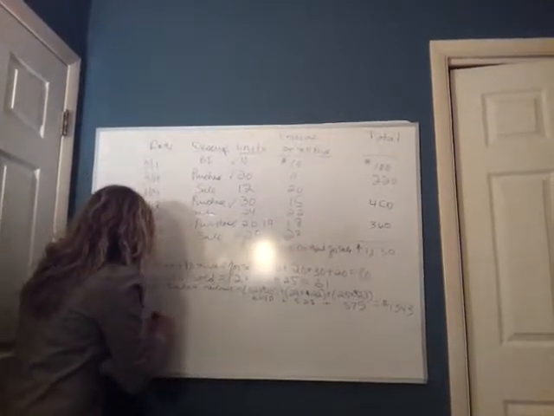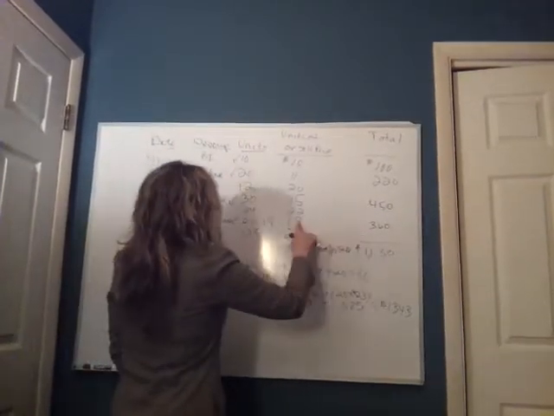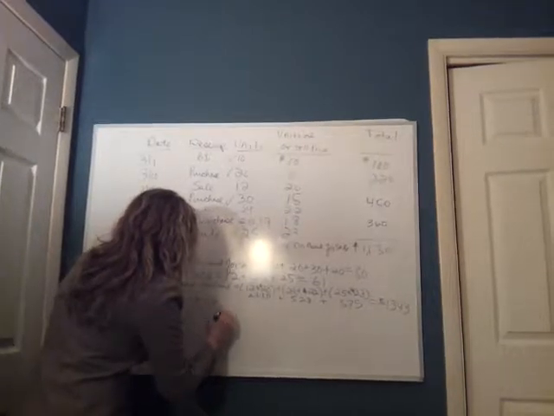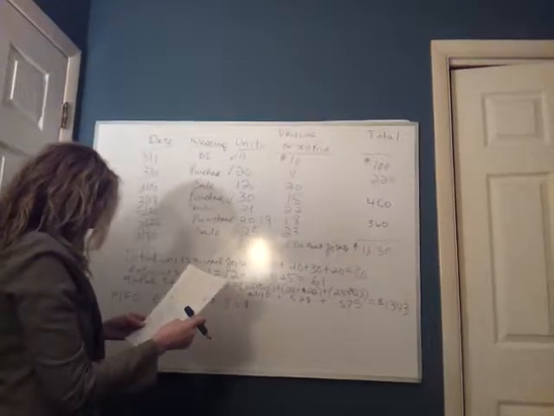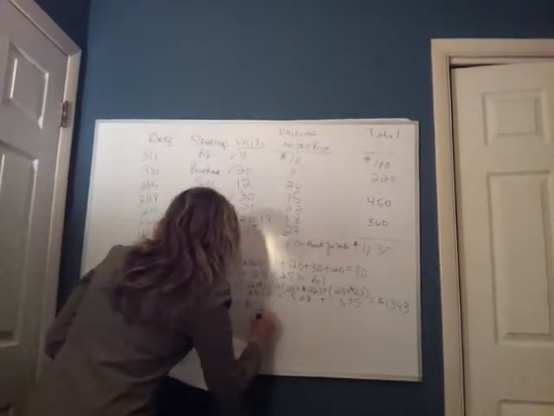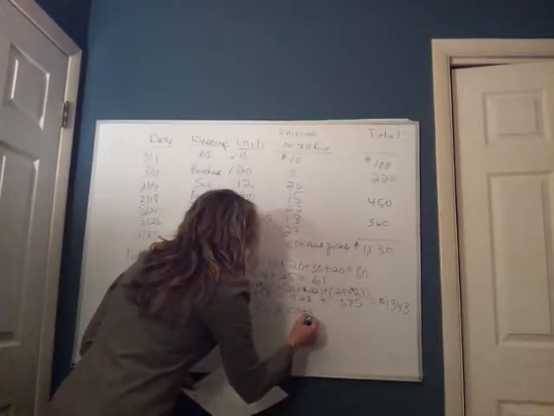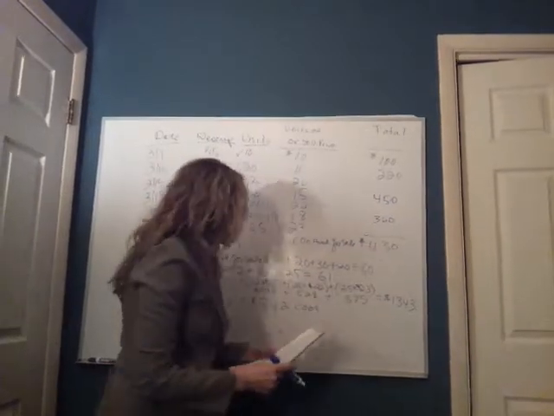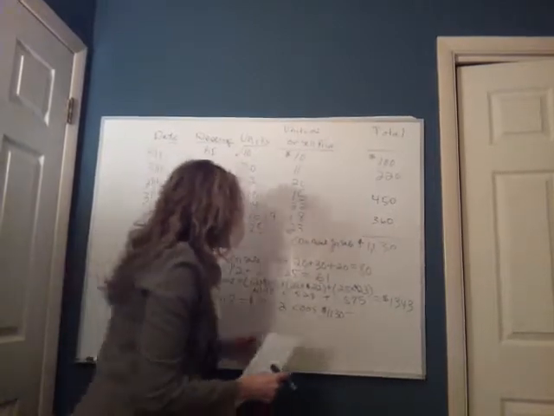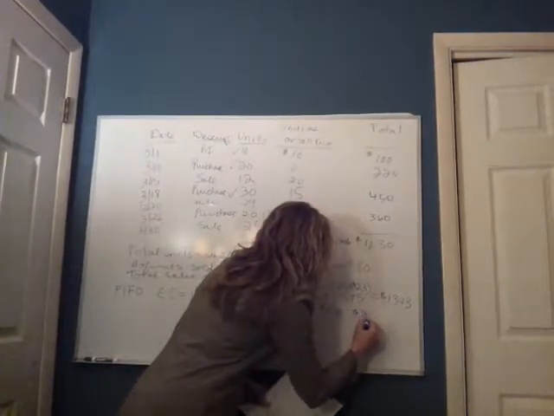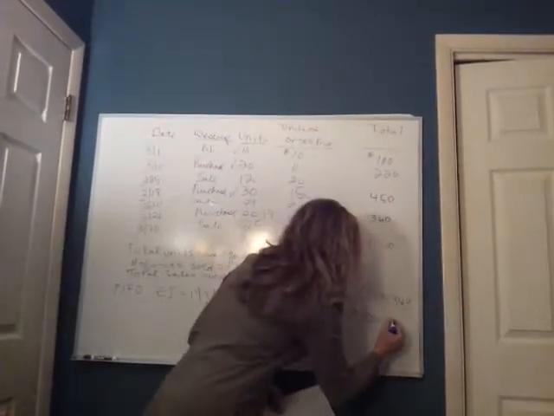Our 19 units at a cost of $18 per unit would give us ending inventory of $342. To determine our cost of goods sold, we want to take our cost of goods available for sale, $1,130, subtract out our ending inventory, $342, and that will give us $788.